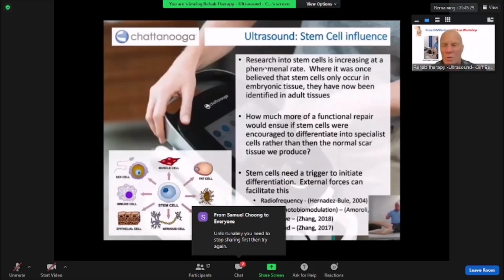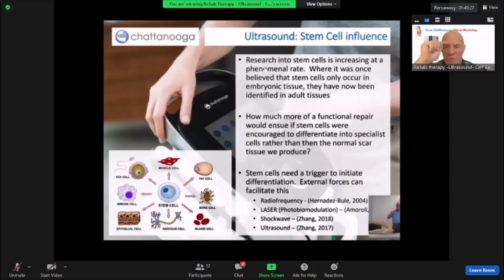And this is available to you. It's been recorded, so you'll see there that stem cells need a trigger to initiate this differentiation, and things like photobiomodulation, shockwave, and ultrasound have been proven very effective at creating that homing in from the stem cells onto the damaged tissue.